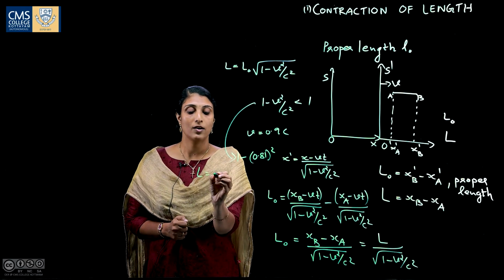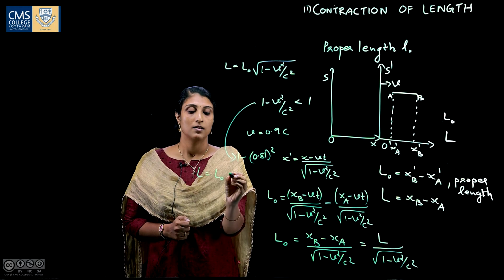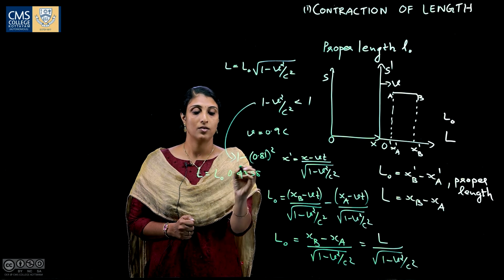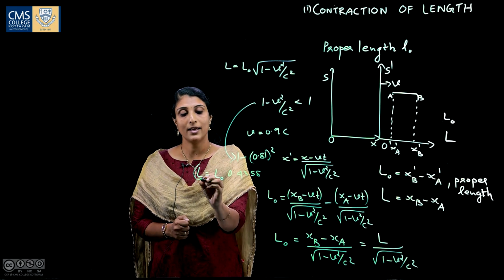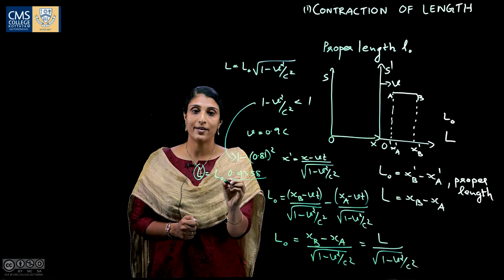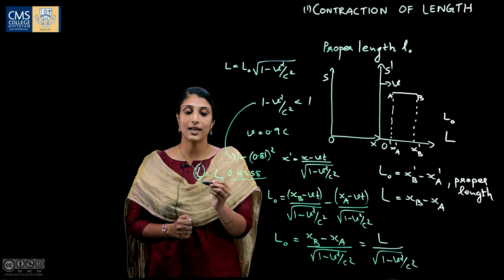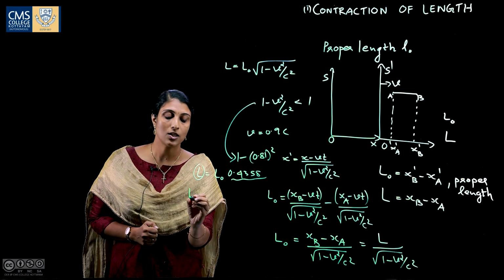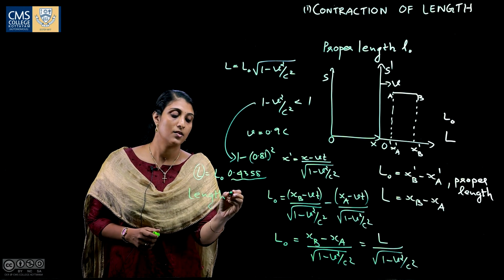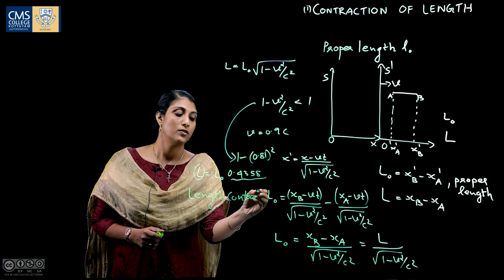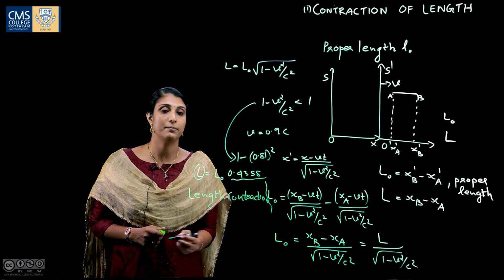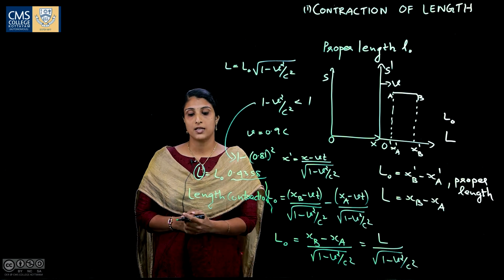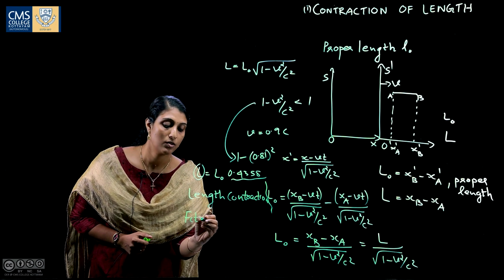So, we got L equals L0 times 0.4358 something. That is, the relative length is 0.4358 times the proper length. That is, the relative length is less than the proper length. This is known as length contraction. This length contraction was mathematically obtained by Lorentz and Fitzgerald, and is known as Fitzgerald length contraction.